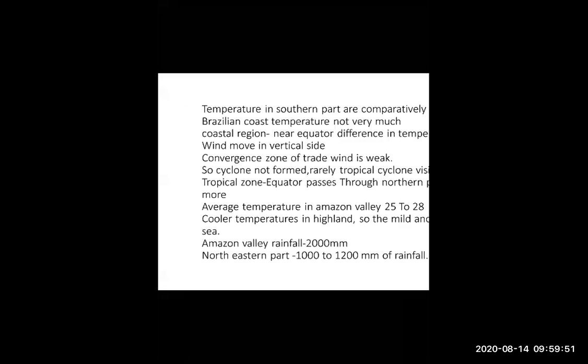Okay. So here, what is the average temperature in Amazon Valley? 25 to 28 degrees Celsius. And what is the Amazon Valley rainfall? It is 2000 millimeter. And the northeastern part, what is the annual rainfall of the northeastern part? It should be 1000 to 1200 millimeter. Okay.